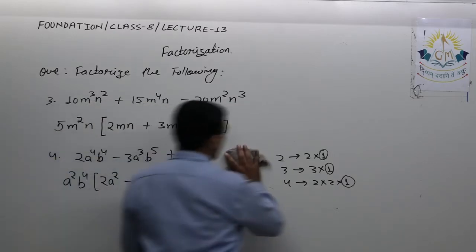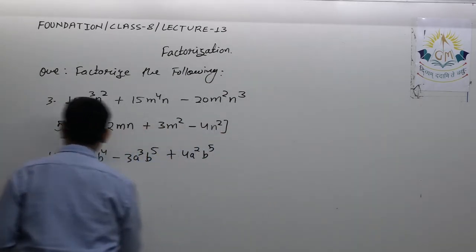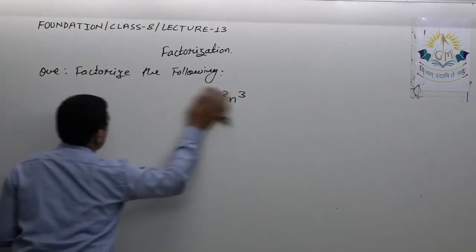Okay, now we'll come to the next category. This was the very first category, very basic for the factorization.